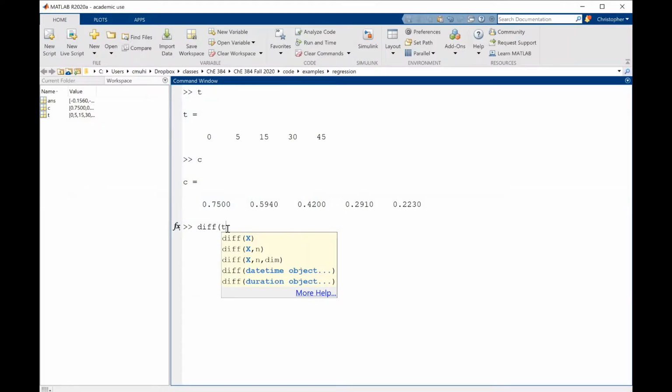I can do diff of t, and it will calculate the difference between each of the values in t. So notice how I go 0, 5, 15, 30, 45. Diff of t shows up as 5, 10, 15, and 15. It's showing the difference between each of these spacings. Notice, though, how I have 5 points for t and only 4 points for my diff function. That's because I only have 4 intervals on which to work.